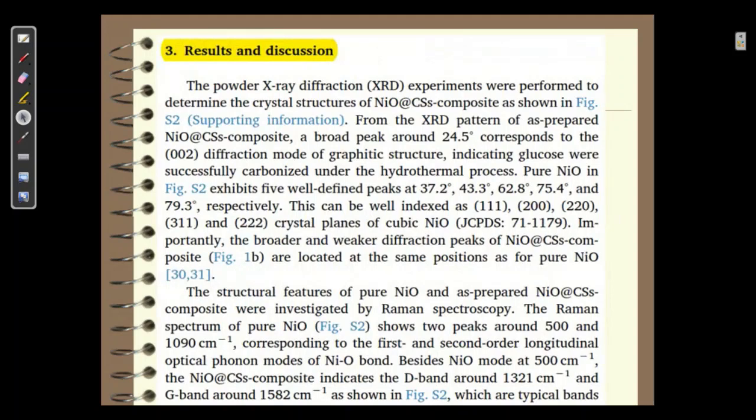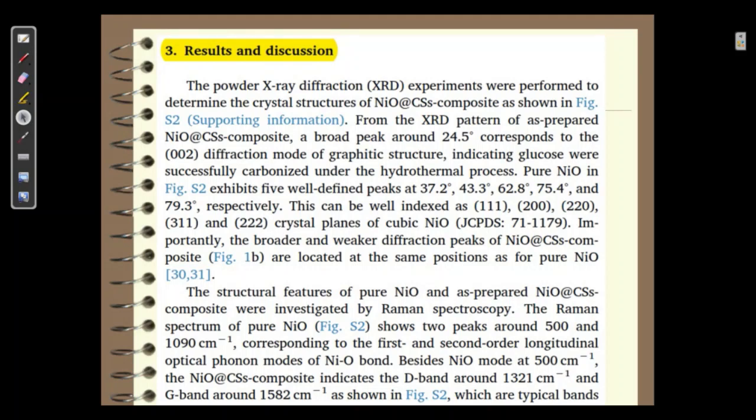For example, this is the same paper which we published in Nano Energy. This is the section which is results and discussion. We have the result, for example, that powder X-ray diffraction experiments were performed to determine the crystal structures of the nickel oxide at the rate of carbon sphere composite, as shown in this figure.